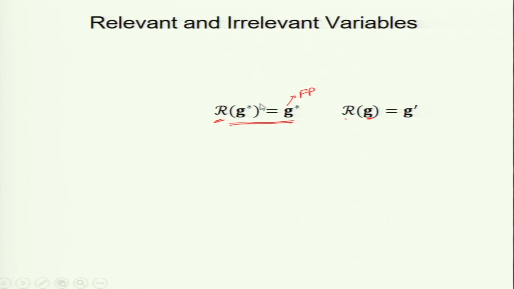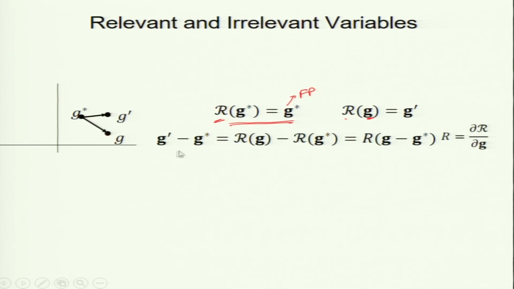Now, I will not get into a detailed discussion on this, but let us just quickly look at it. If I am at g star, I will remain there, but if I start from g, then I go to g prime. That is what I am going to look at. It is a bit of algebra. So, I make g and g prime close to g star, so I can do linear perturbation. Then g prime minus g star is nothing but R of g minus g star, and R is a linear operator, so we can write it in matrix form.